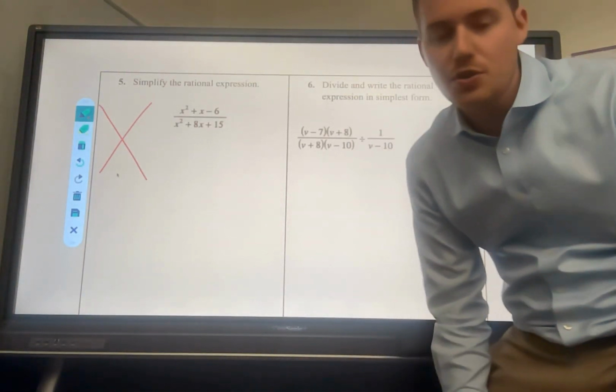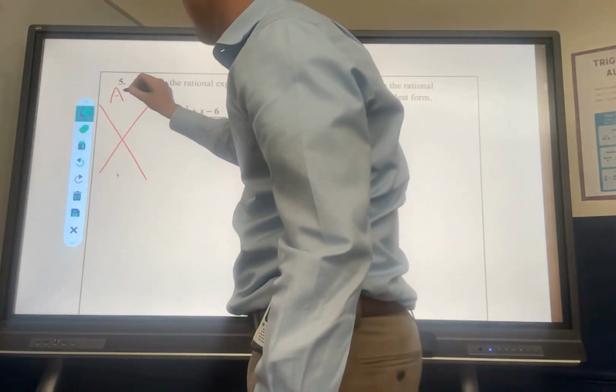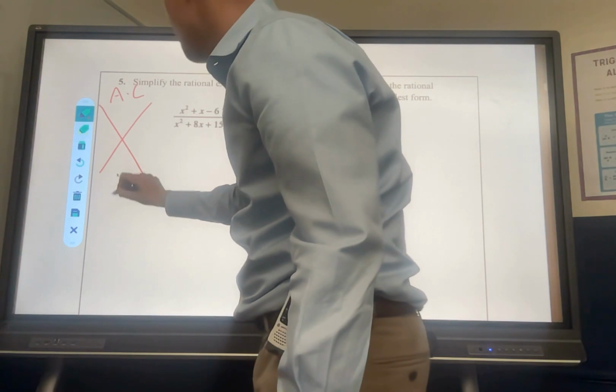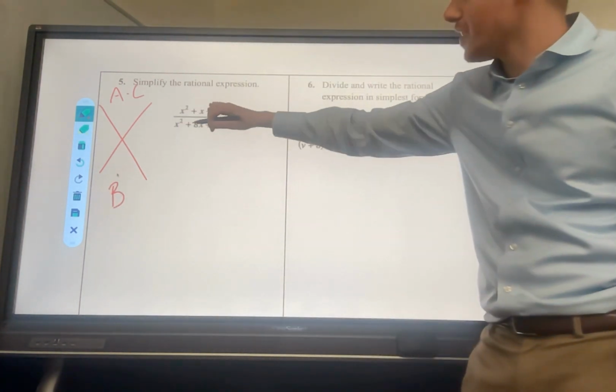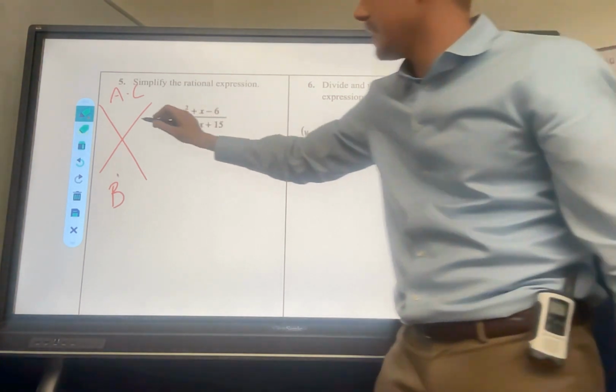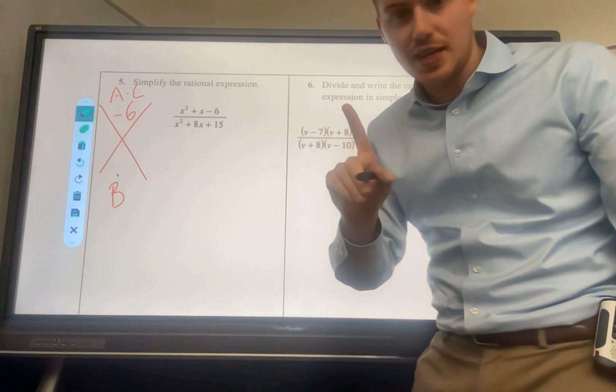Okay, so we're going to need to use our x method here. Remember, our x method says a times c up top, and then b on the bottom. And so we'll start by factoring the numerator here. A times c, well, that gives us negative 6. And then our b term in this case is 1.